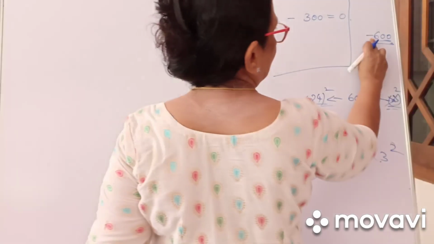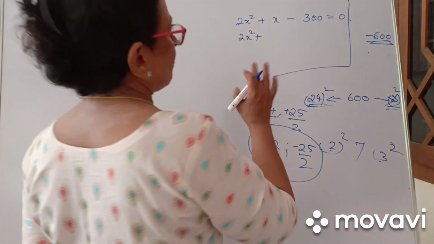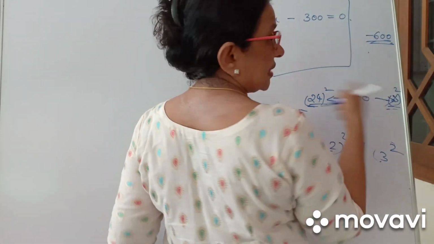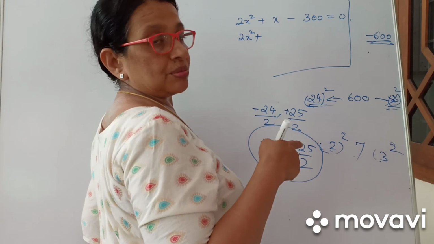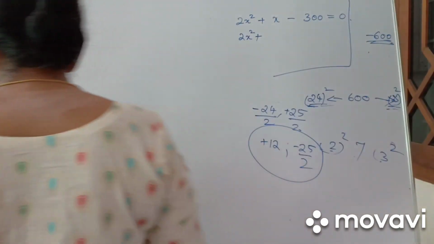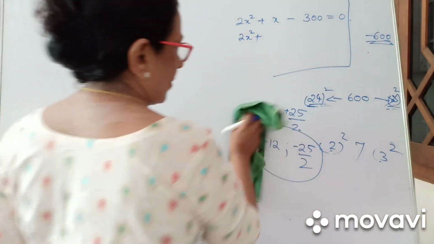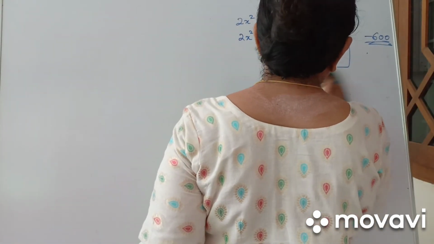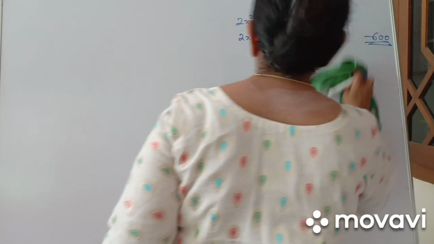Okay, now negative 600, two numbers. Now we will do it the way we normally do, with two numbers. This was the easy trick that I told you. This was the trick. Okay. Now we will do our way.